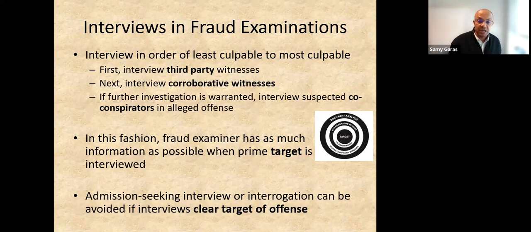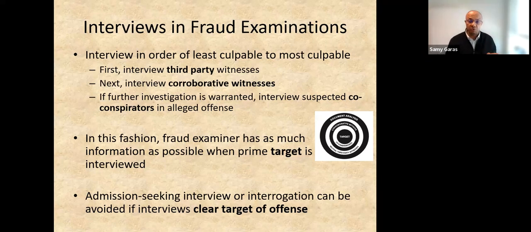Then we go to the conspirators, co-conspirators. It means if this act has been made by more than one person, then we go to those co-conspirators and ask them for more details. And once we collect the data from all these parties, it will give good information to the interviewer to interview the target and then try to get the confession from the target. So this way will give a good knowledge base for the examiner to interview the target in a successful way.